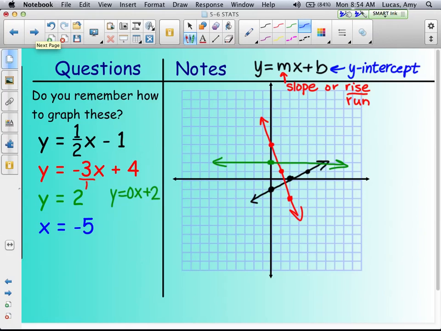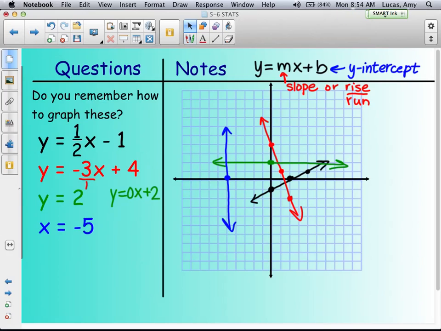My last line, the blue one, x = -5, that is the x-intercept instead, so it doesn't have a y-intercept, only an x-intercept, and this line is going to be vertical. Every point on the vertical line that I just drew has an x-coordinate of -5, so that is the line x = -5. So this is a review, because we're graphing again today.